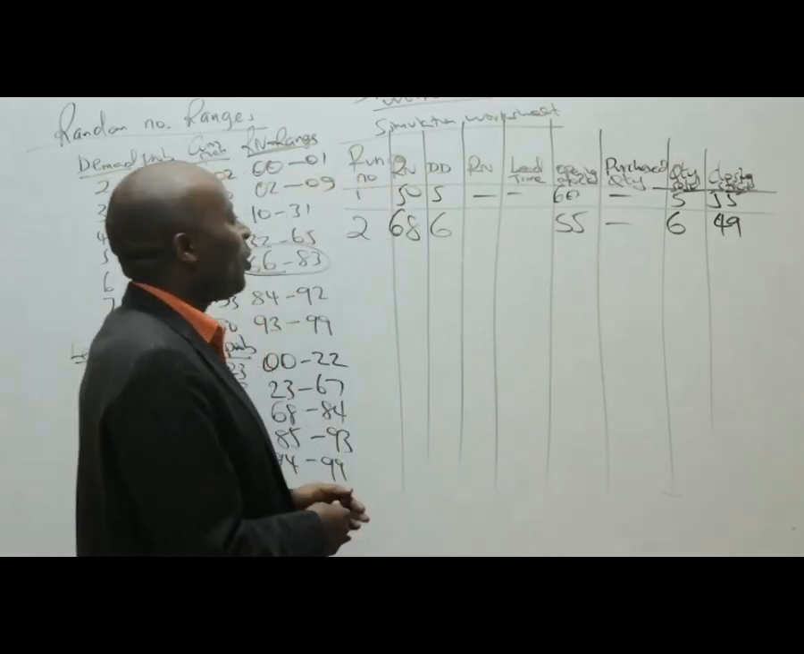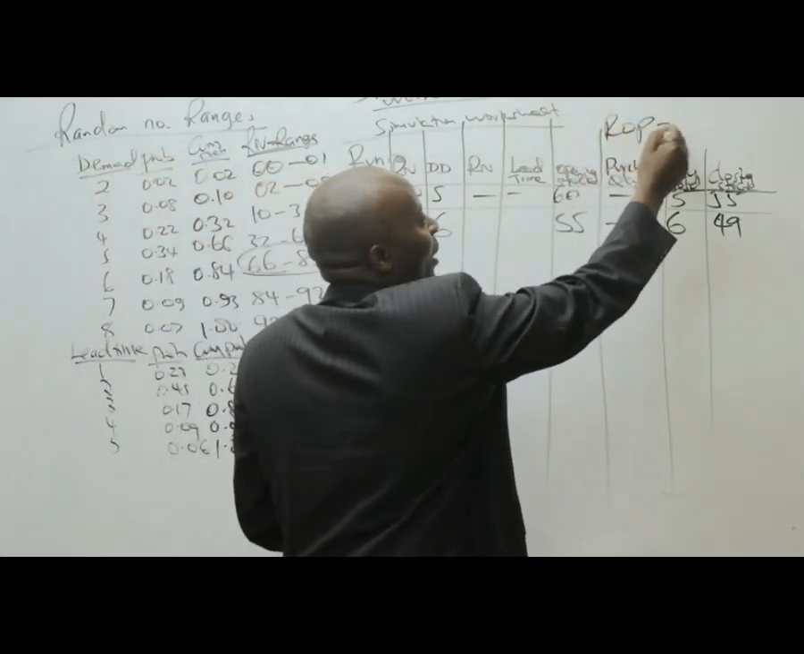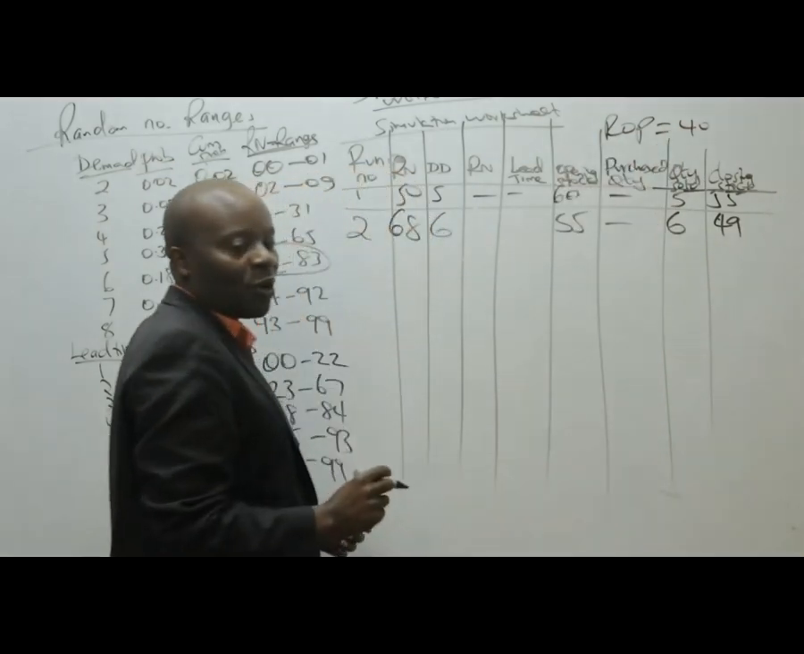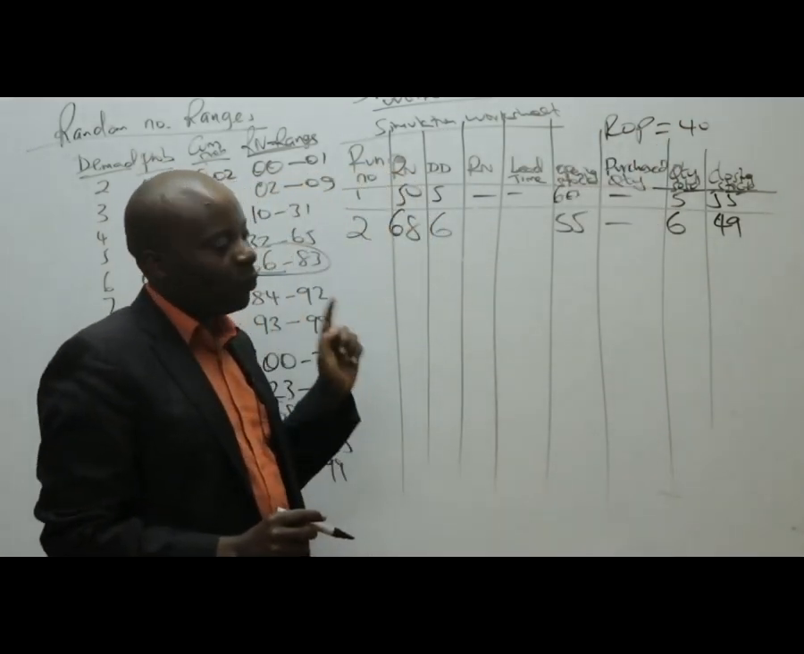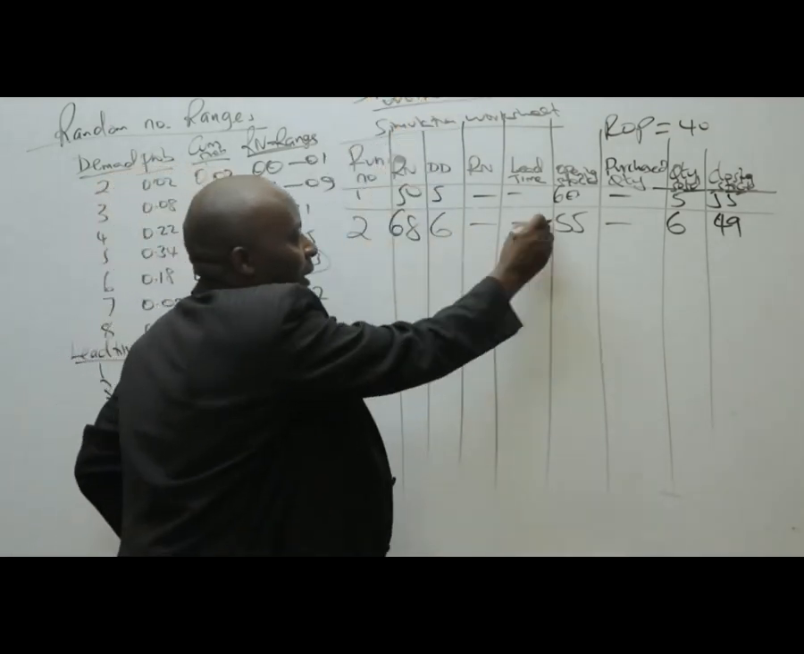So of course 49 is way above our reorder point. Remember, our reorder point is 40. We can only place an order once we hit 40. So 49 is up there. We are not going to place an order. So in this case here, dash, dash like that.